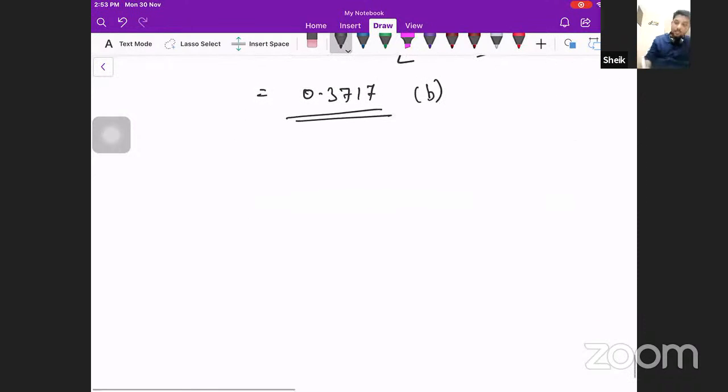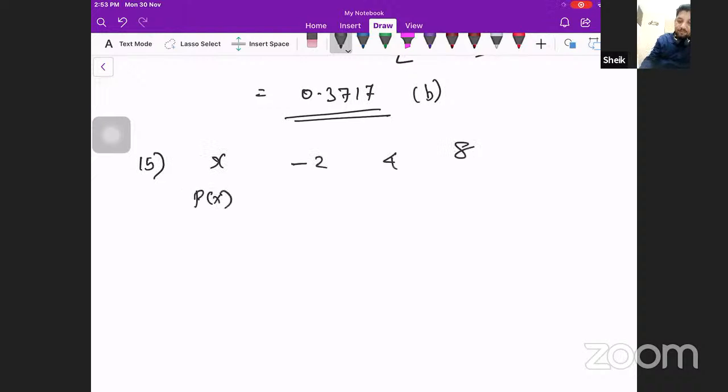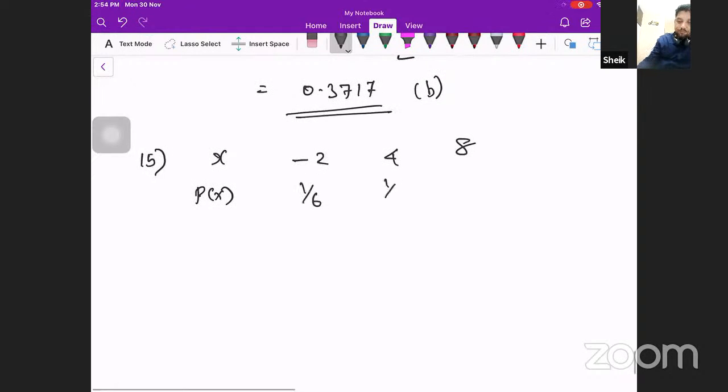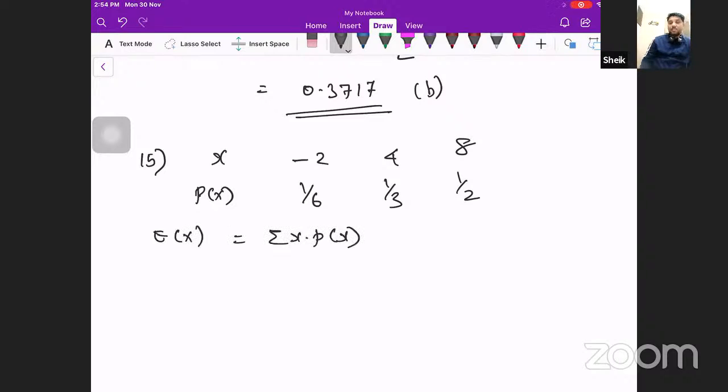Okay, next one. Sum number 15. Let x be the random variable with the following distribution. X is -2, 4, 8, and P of x is given as 1 by 6, 1 by 3, 1 by 2. Now what we need to find out is the expected value, which is summation x into P of x.